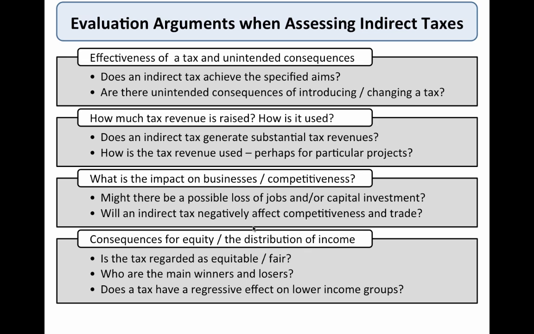Does it have a progressive effect, where the burden falls more heavily on better-off families? Or does it have a regressive effect, where the burden of the tax actually is felt most heavily by families at the lower end of the income scale? I hope this slide, if you go through it again after my presentation, will really give you a steer as to how you can evaluate indirect taxes.